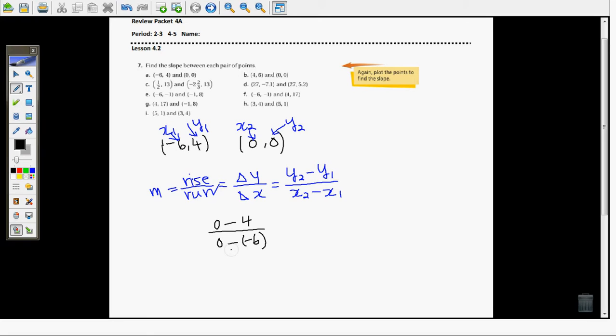Make sure you subtract the negative here, because you're subtracting a negative. This is a very, very common mistake. Many people just put 0 minus 6 and say it's negative 6, but it's not. It's subtracting negative numbers, so you have to be really careful. So we have negative 4 over 0 plus 6, so it's 6, which we can reduce to negative 2 over 3. That's the slope between negative 6 comma 4 and 0, 0. That's how you find that.